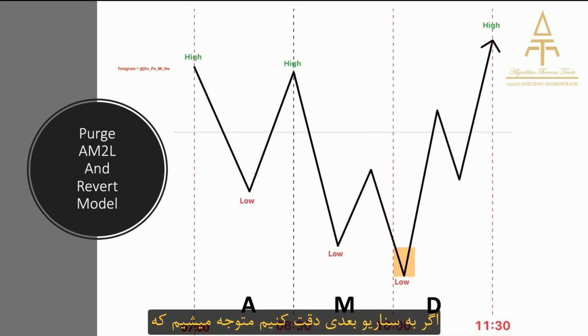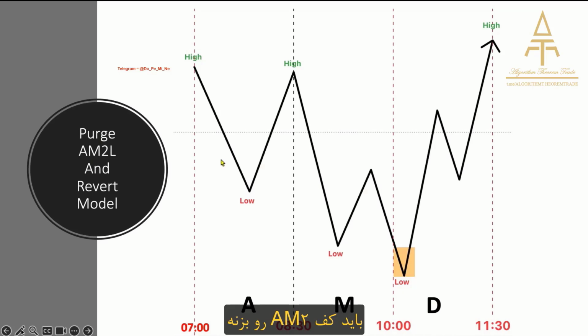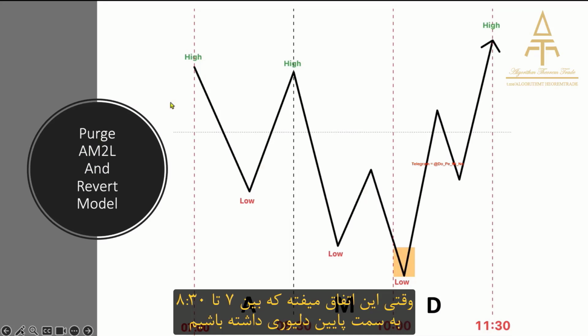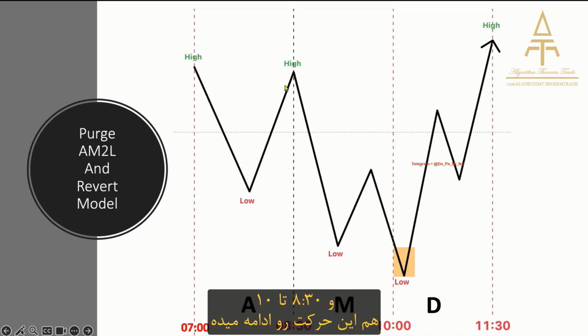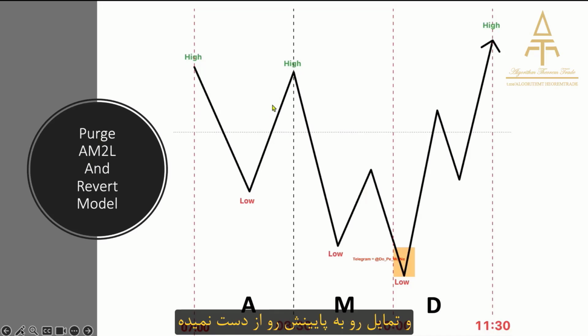If we take a look at the second AM scenario, we can see the following. This is a purge of the second AM cycle's low, and the market then reverts higher. This occurs when between 7 to 8:30 the market has been delivering lower, then during 8:30 to 10 the market continues this sell side delivery, so the market is drawn lower.